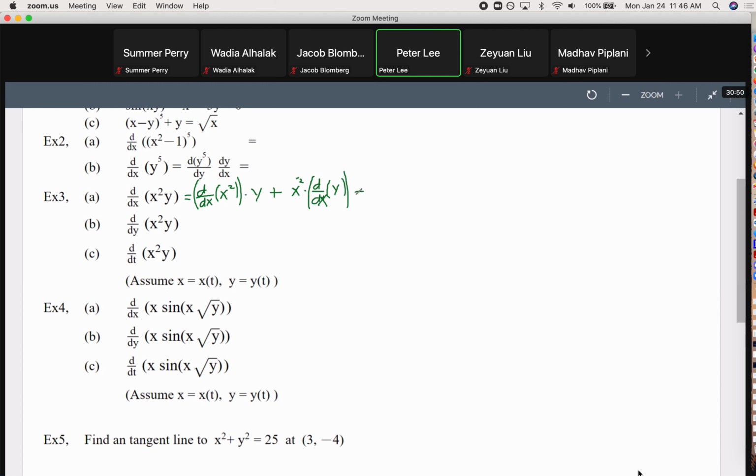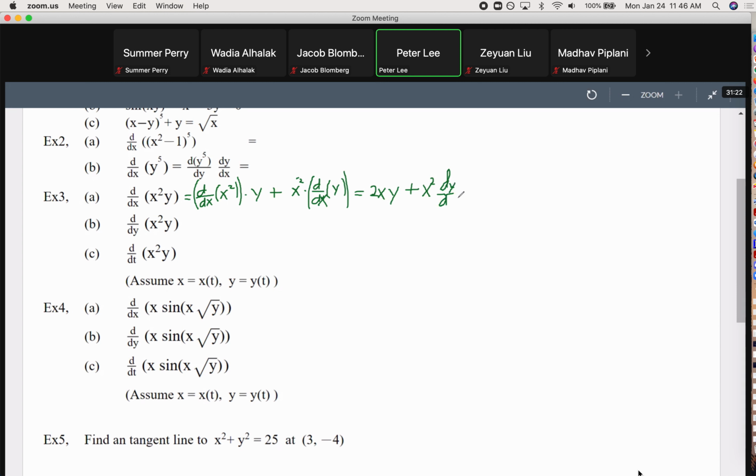So now let's simplify this. What is the derivative of x squared with respect to x? That is simply 2x, times y, plus x squared. And now the last factor there is d/dx of y, the derivative of y with respect to x. Well, we don't know what y is. y is not specified, so we just write dy over dx.